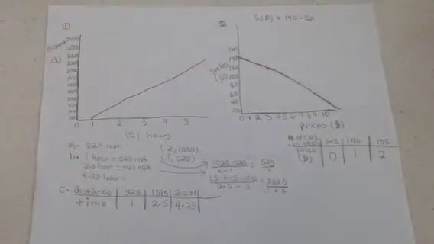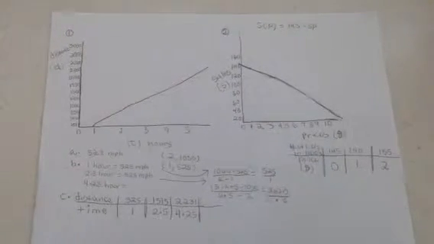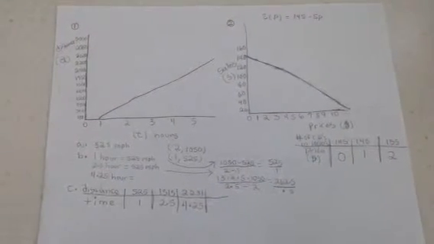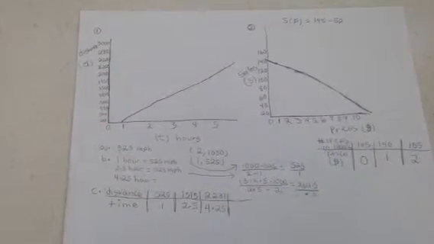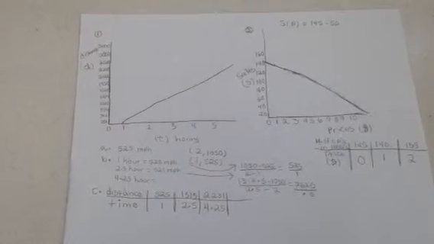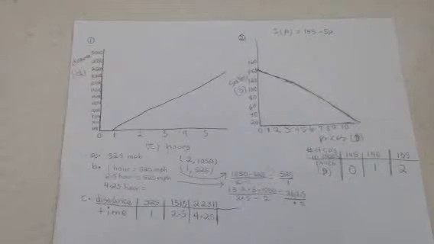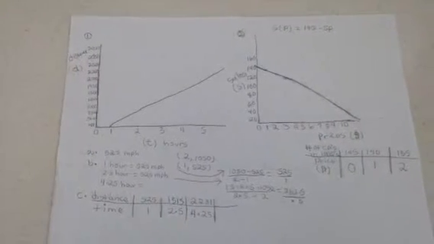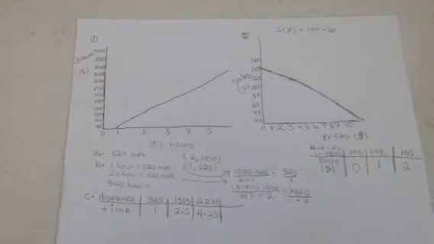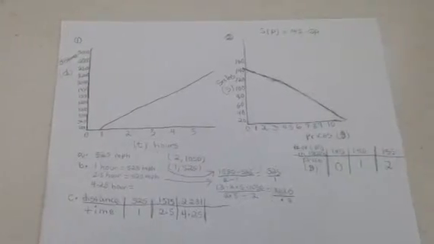For letter A, it says, based on this flight plan function, what is the intended average speed for the trip? For A, we took points 2 and 1, and their distances, or their speed, and used our y2 minus y1 over x2 minus x1, and then divided those numbers to get 525 miles per hour.